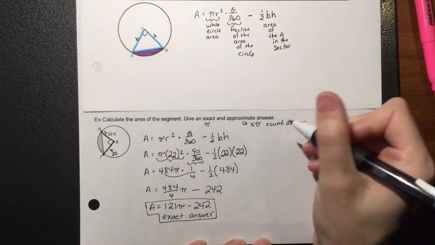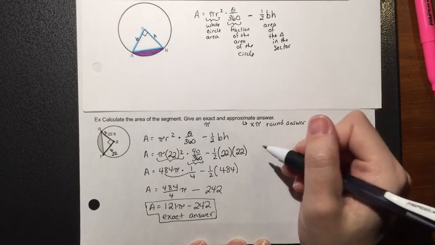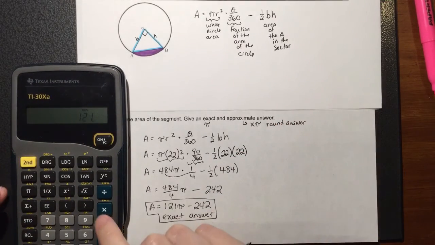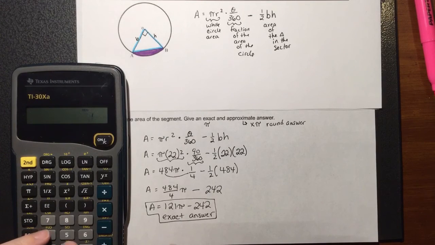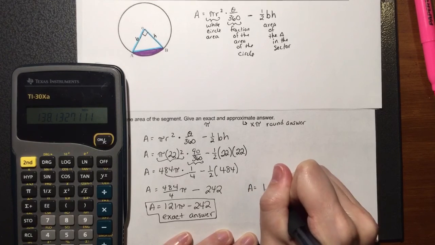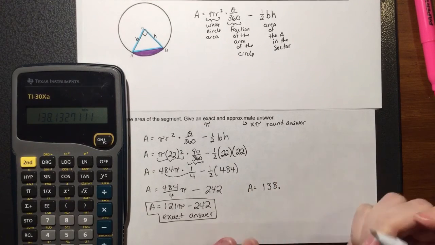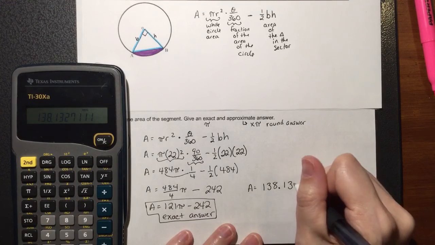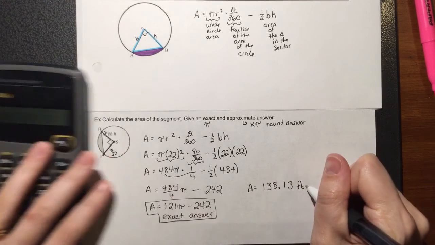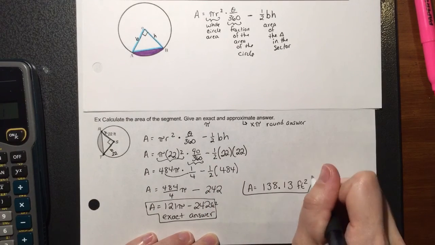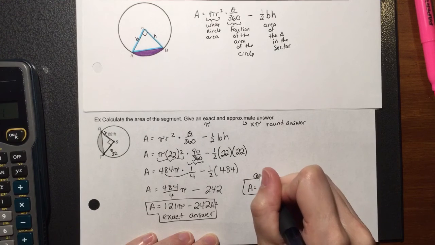Alrighty. And then they want the approximate answer. The way you approximate the answer is you just put this in your calculator and solve it out. So I've got 121 times pi minus 242. And that's going to give us area equal to 138, and I'm going to do 2 decimal places, 0.13. And our units on this is feet squared. Here's feet squared. Okay, and this is our approximate answer.